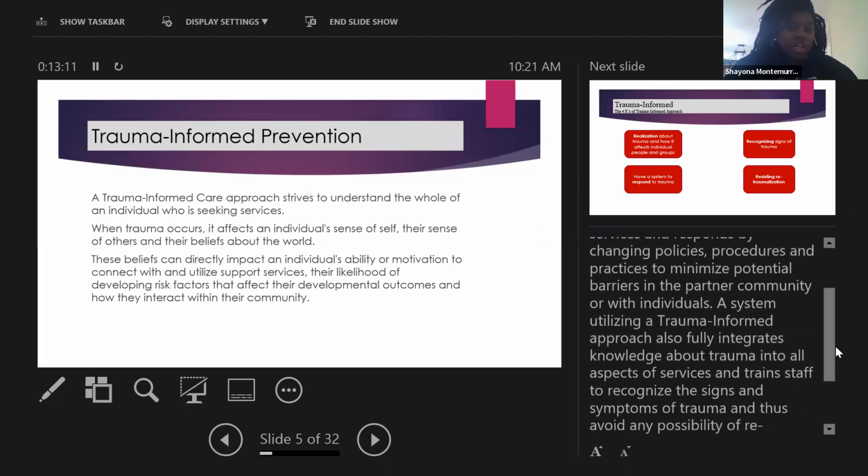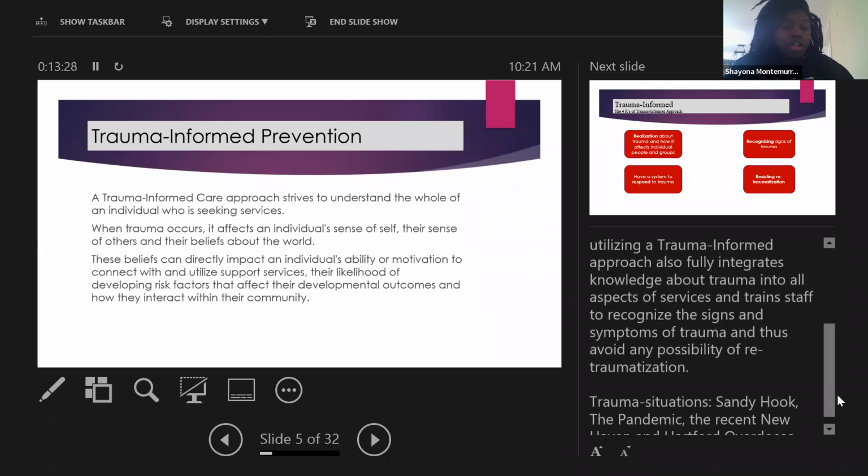A system which utilizes a trauma-informed approach also integrates full knowledge about trauma into all aspects of our service, and we train our staff to recognize the signs and symptoms of trauma and thus avoid any possibility of causing re-traumatization.